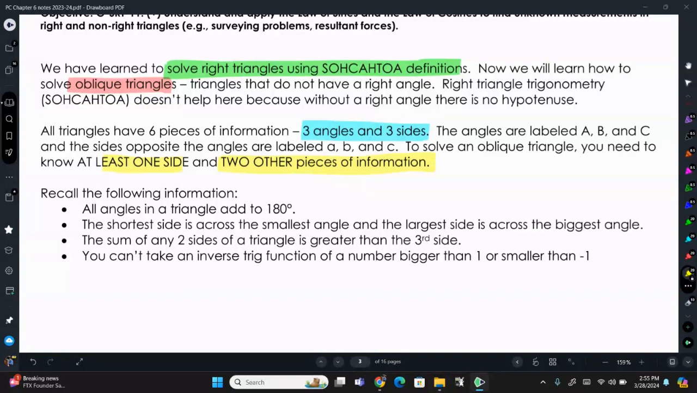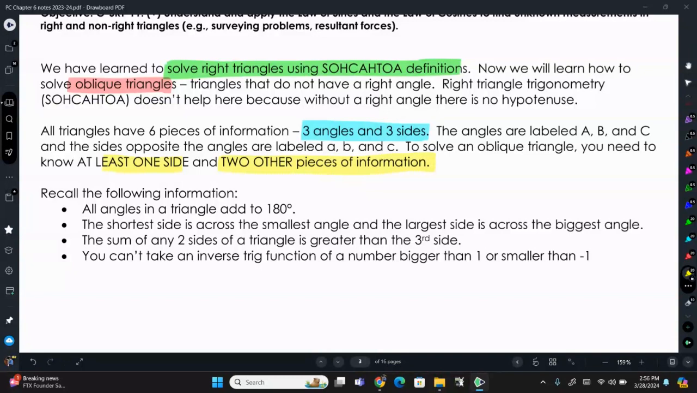So like I said, we need at least one side though, because the angles just tell you the rotation. They tell you nothing about how big a side is. If you think about equilateral triangles, all the angles in an equilateral are 60 degrees, but we could have all three sides be 5 inches long, or we could have all three sides be 12 inches long. So knowing all three angles is not enough. We need to know at least one side.